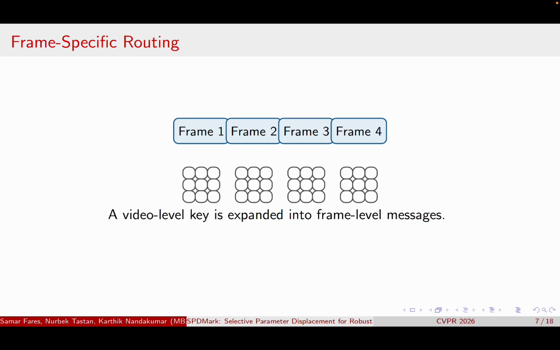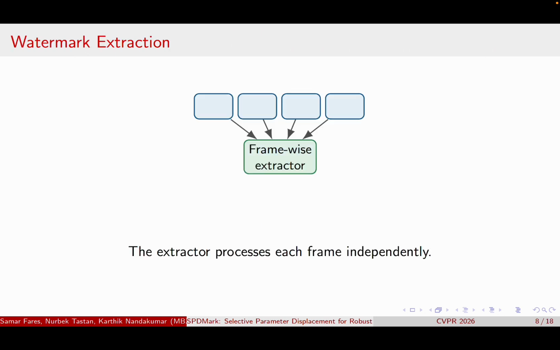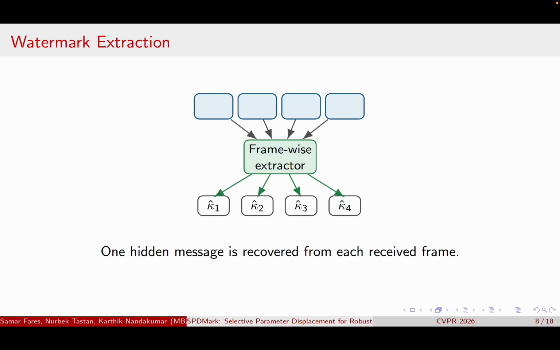For videos, using one fixed watermark for the whole clip is not enough. SPDMark derives a different message for each frame from the same video-level base key. Each frame therefore activates a different combination of basis shifts. This gives the video a temporal structure. At verification time, SPDMark uses a frame-wise extractor. The extractor processes each received frame independently and predicts the hidden message embedded in that frame. That gives us a sequence of recovered messages.